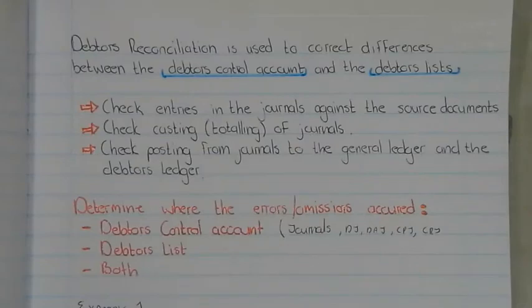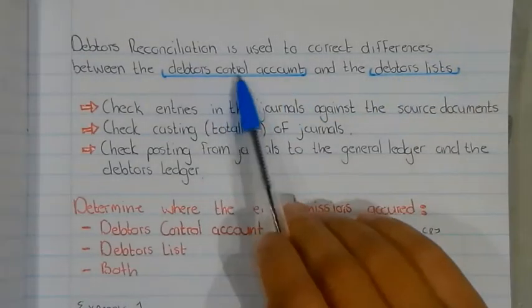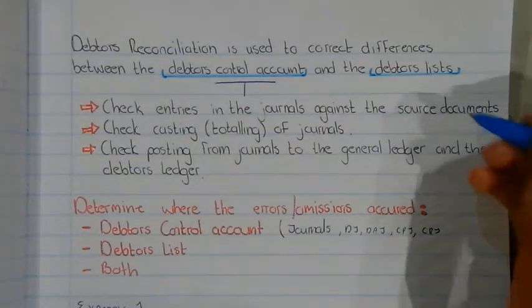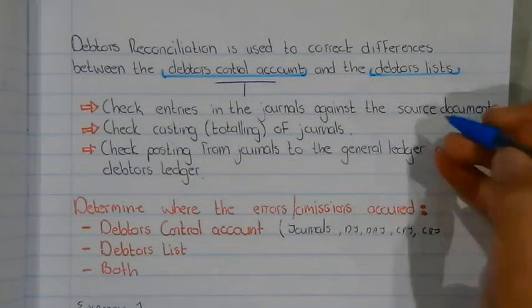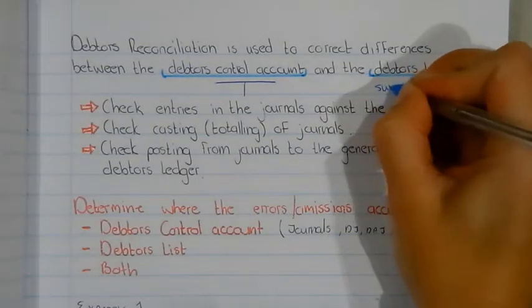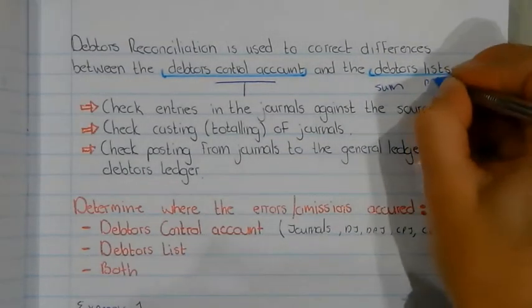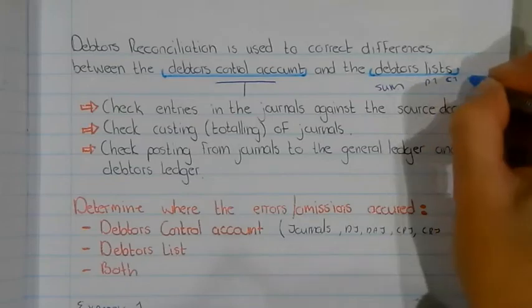Let's just quickly look at the following. Debtors reconciliation is used to correct differences between the debtors control account, remember, it's the T1, and my debtors list. My debtors list is a summary of my debtors ledgers, which has my debit, credit, and balance.